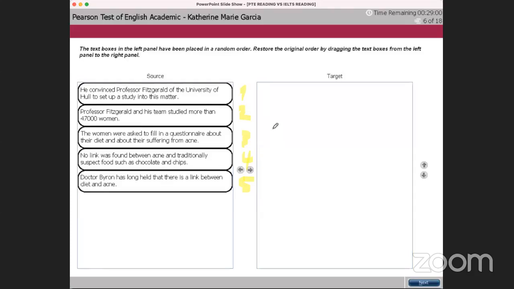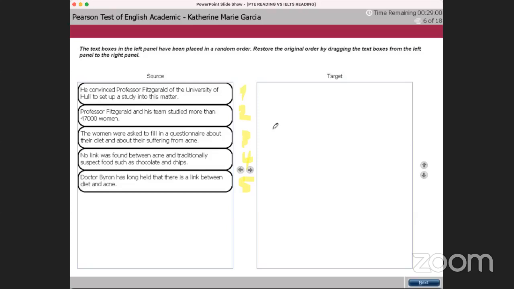All right, so the first one: He convinced Professor Fitzgerald of the University of Hull to set up a study into this matter. The second one: Professor Fitzgerald and his team studied more than 47,000 women. The third one: The women were asked to fill in a questionnaire about their diet and about their suffering from acne. Fourth one: No link was found between acne and traditionally suspect food such as chocolate and chips. And the fifth one: Dr. Byron has long held that there is a link between diet and acne.